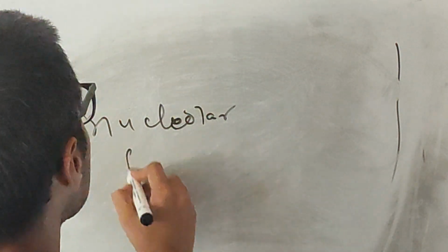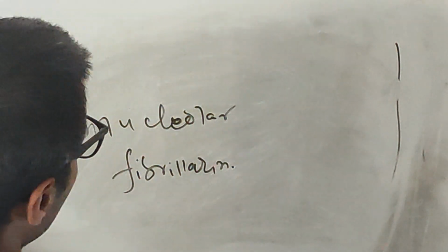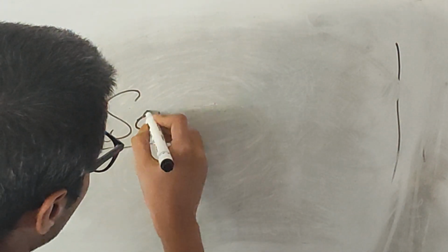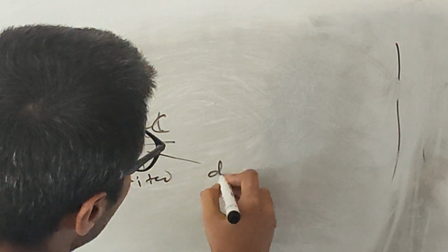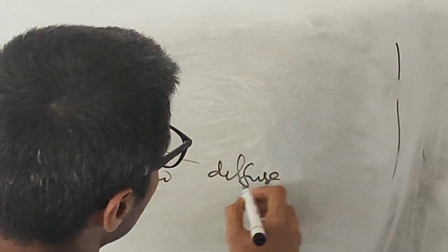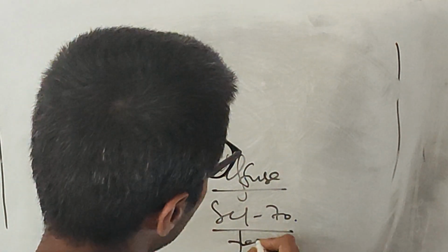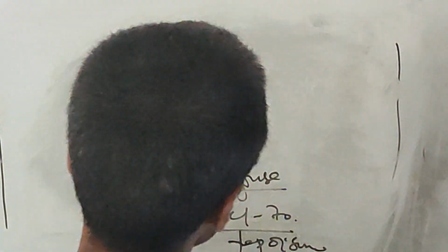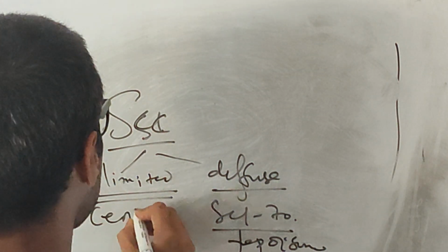And if you get a nucleolar pattern, then most likely this is anti-fibrillarin antibody. In systemic sclerosis, you know there are two types: limited cutaneous systemic sclerosis and diffuse cutaneous systemic sclerosis. In diffuse, you get Scl-70, that is the topoisomerase antibody. And in limited systemic sclerosis, what do you get? You get the centromere antibody.